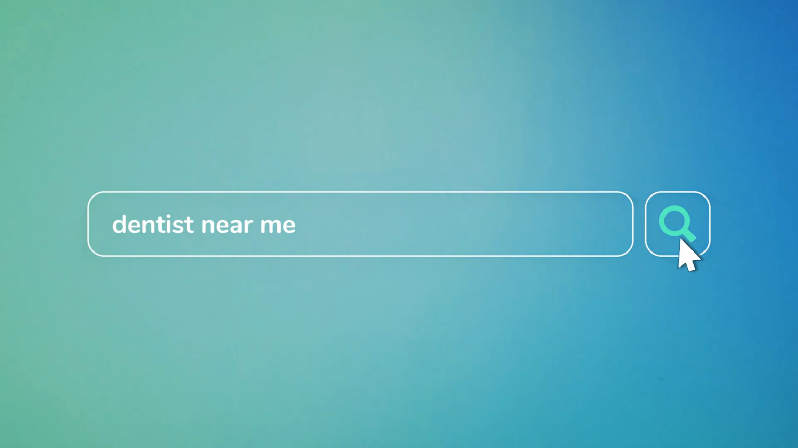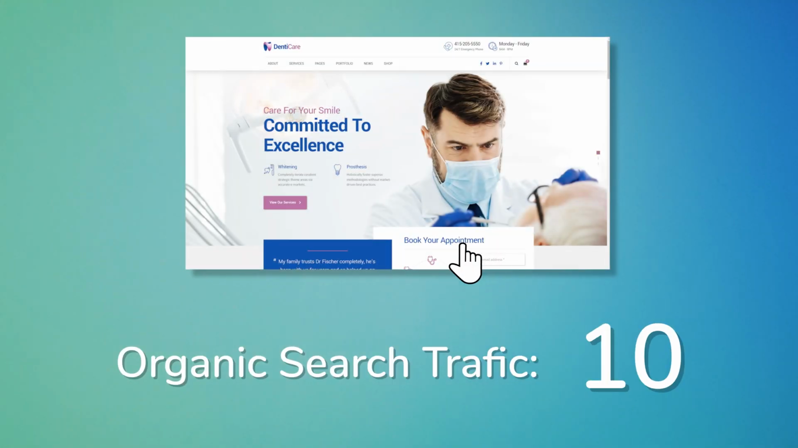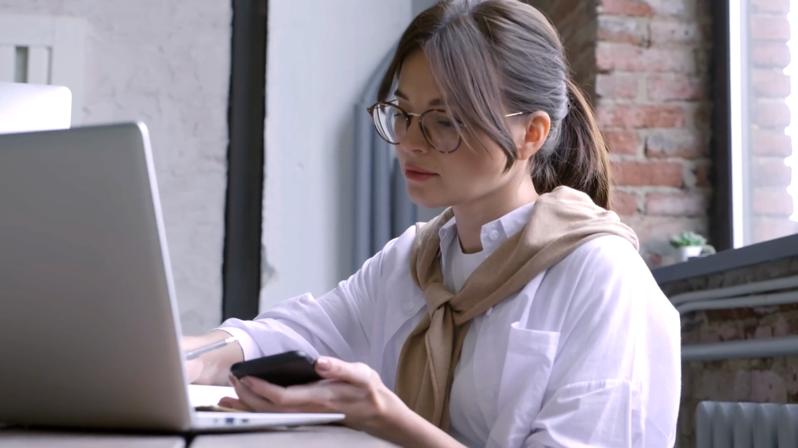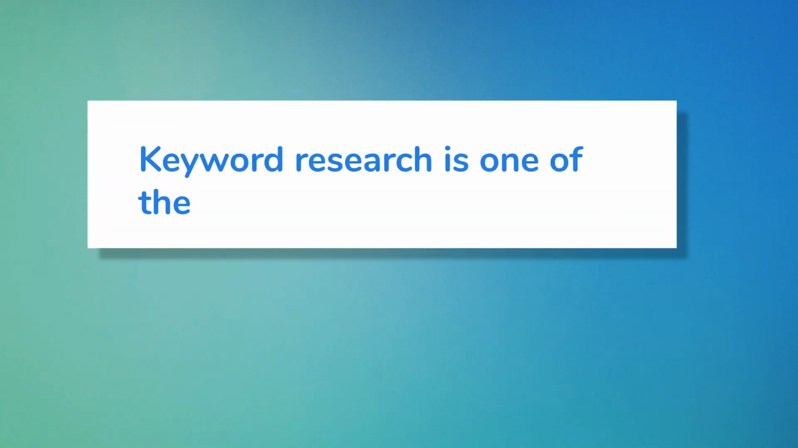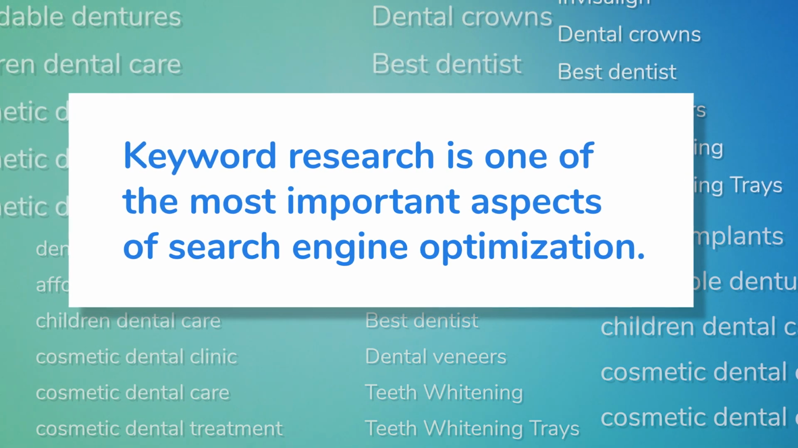Keywords are used for targeting purposes related to people's searches and interests. Now, why are keywords so important? Well, if you want your website to get organic search traffic, it's essential to target specific keywords with your pages. Organic traffic means people are being recommended to your site without having to pay Google to show it to them. This is why keyword research is one of the most important aspects of search engine optimization.